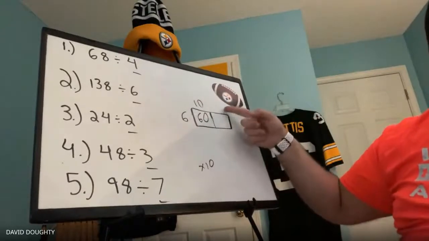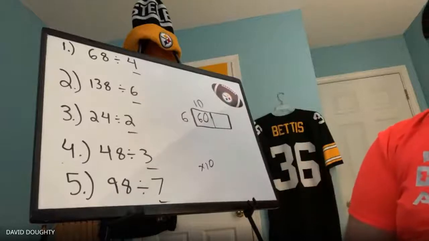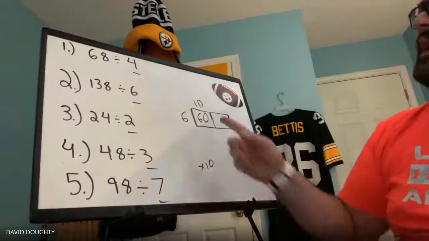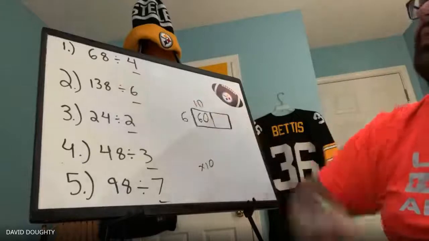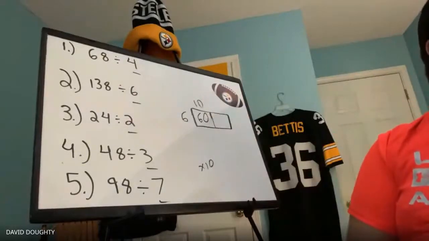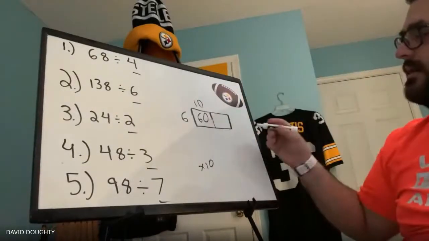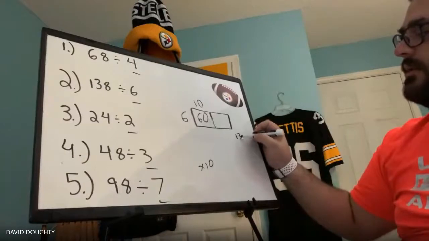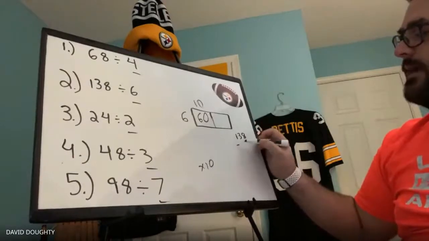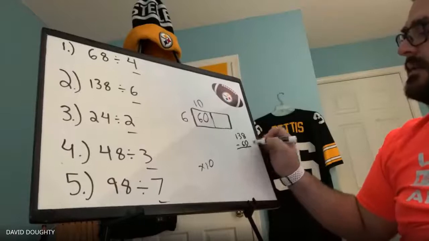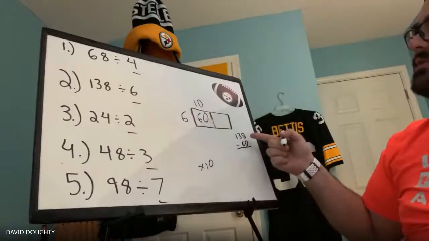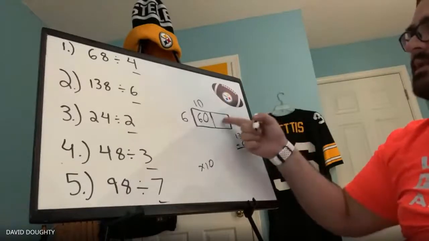Okay. We need to figure out what this top number is, though. So how am I going to do that? I've already used 60 from 138. So I need to figure out how much is more. Here's how I'm going to do that. I'm going to do 138 minus 60. Because I've already used 60. I need to figure out how much is left because however much is left is going to go here.